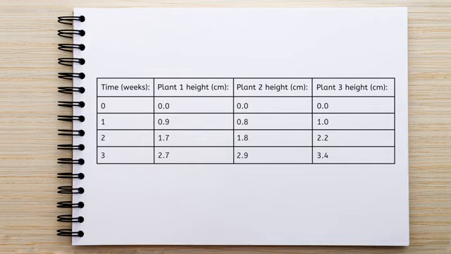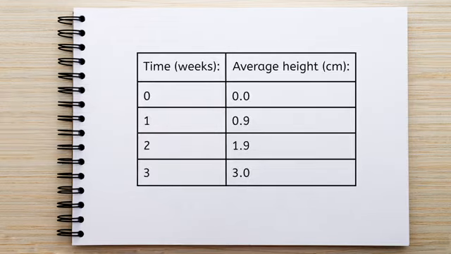Okay, we're getting somewhere. However, this is a lot of data to take in all at once, so I'll record the average height of my strawberry plants as well. Now the results are a lot easier to understand. But organizing data is only part of the story. We also need to be able to analyze it in order to draw conclusions. That's where graphs come in.